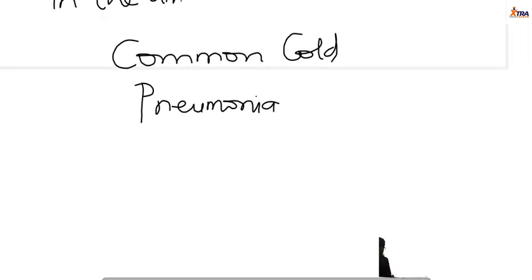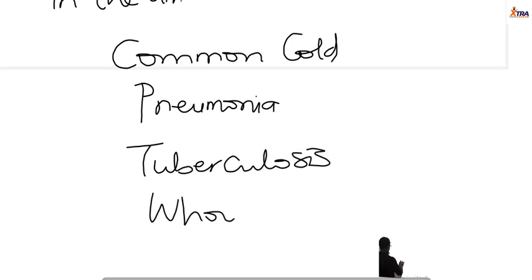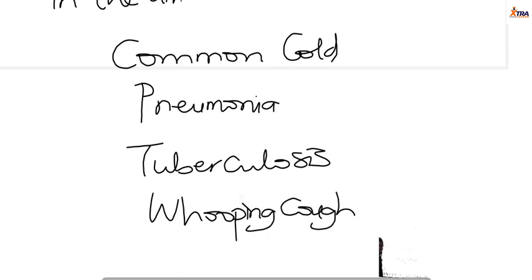Talk about tuberculosis. Tuberculosis is also airborne, spread by those respiratory droplets. And right up there, you could add whooping cough. All these are very good examples of airborne diseases: the common cold, the flu, pneumonia, tuberculosis, whooping cough. And also fungi, even like candida too.